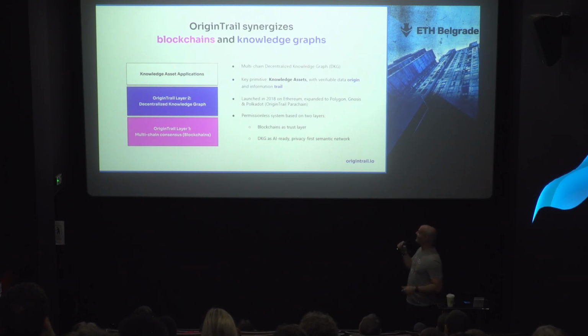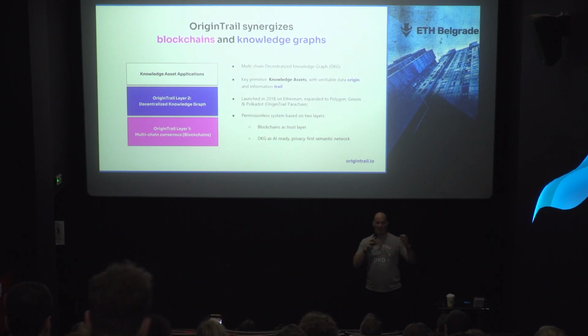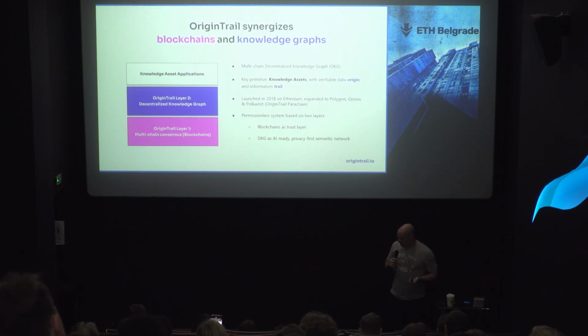It was, like I said, launched in 2018. It's a permissionless system, so there's no admin of any sort. Blockchains are really used as a trust layer, and as we believe, blockchains are really great trust networks. And the DKG is this semantic network, or a data layer, if you may think of it so. Knowledge graphs are great for data, they're like your ultimate database, depending on what you're looking for. But if you're looking for something that can map out the real world, different types of models, different types of things, you'll find knowledge graphs there.